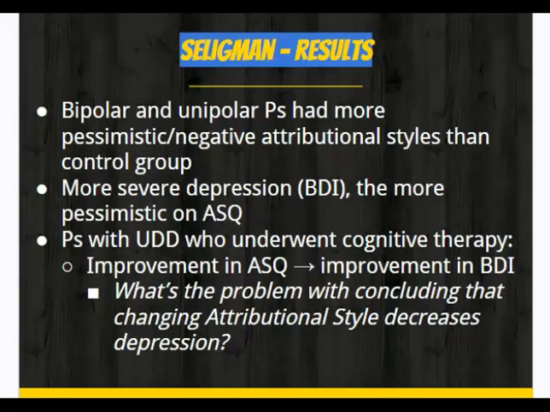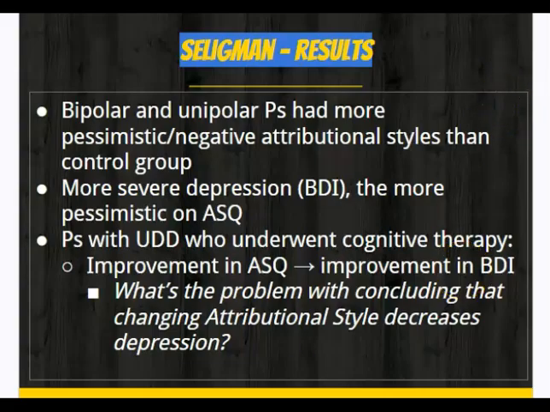Then he gave those patients with the unipolar disorder cognitive therapy. And he did find that when their ASQ improved, their BDI score also improved. Now, this is still correlational research. So we can't necessarily say that it was a better ASQ that caused a better score on the BDI, because it could also be possible that it's your depression that's causing you to have a negative ASQ. So he didn't assert causation there, but he did find there was a correlation between your attributional style and the seriousness of your depression.